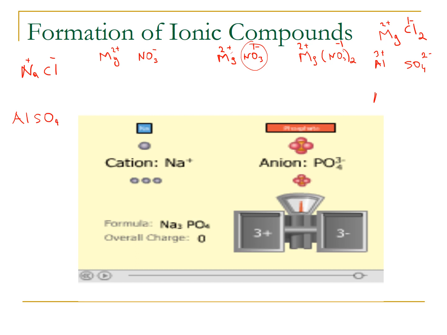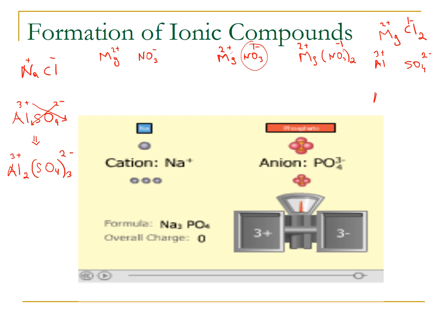Let me move over here. So you place them next to each other, and you cross down these numbers to the opposite element. So 2 is going here, 3 is going here. What it gives me is aluminum 2, SO4 3. So I need 2 aluminum ions, and I need 3 sulfate ions to make it 0 overall.